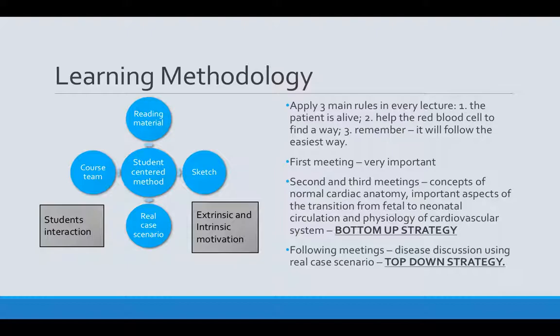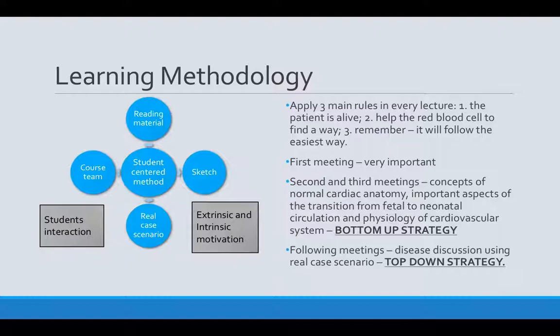I will share with the students 3 main rules to learn congenital heart disease. The patient is alive. Help the red blood cell to find a way, and remember, it will follow the easiest way.